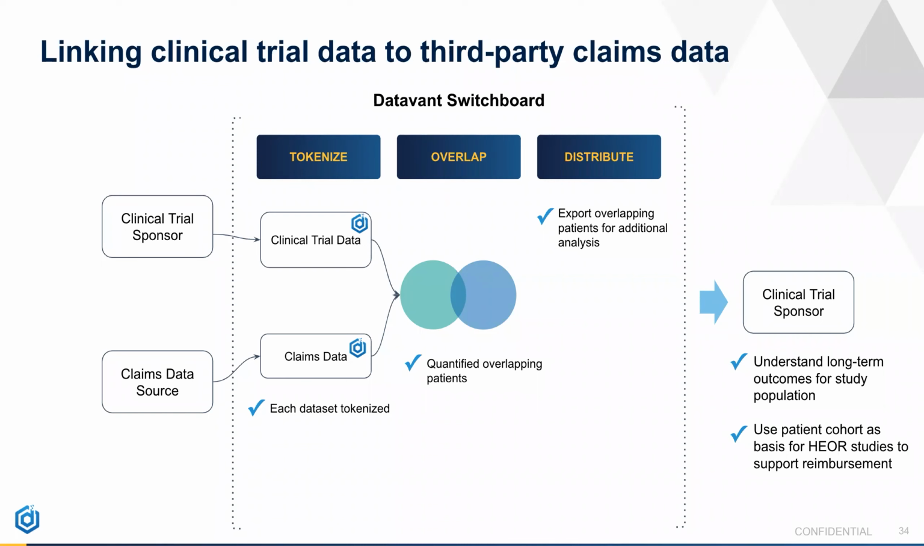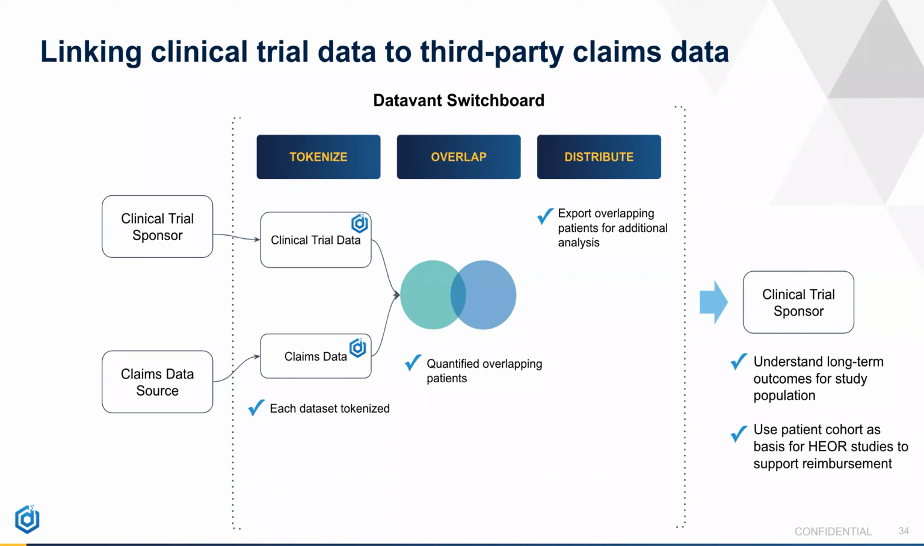So that's kind of a warming up use case here for Switchboard, putting a couple of components in action. Tokenize the data, run an overlap, distribute the overlapping tokens back for additional assessment to understand whether this linkage has value and what type of value.